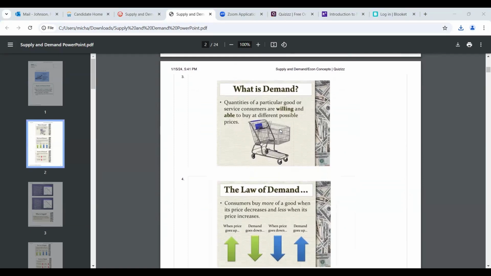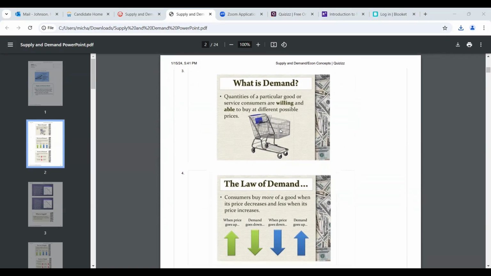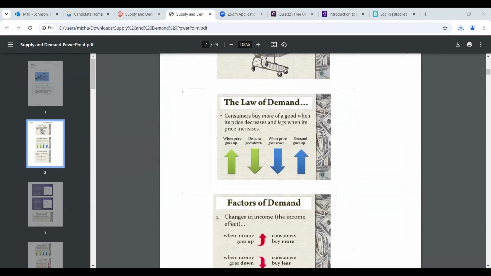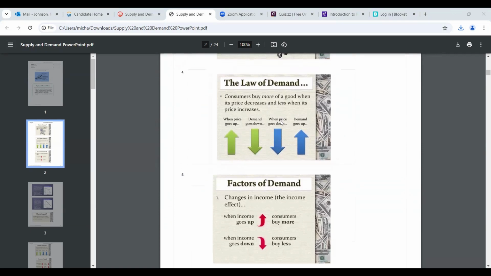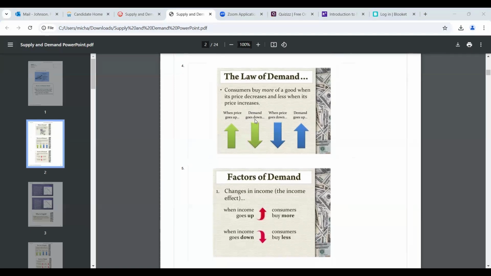Quantities of a particular good or service consumers are willing and able to buy at different possible prices. The law of demand: consumers buy more of a good when the price decreases and less when the price increases. When price goes up, quantity demanded goes down, because people don't want to pay more for things, and that makes sense. I always like paying less. As a consumer, we want to pay less, and that's the ideal version. When price goes down, quantity demanded goes up.